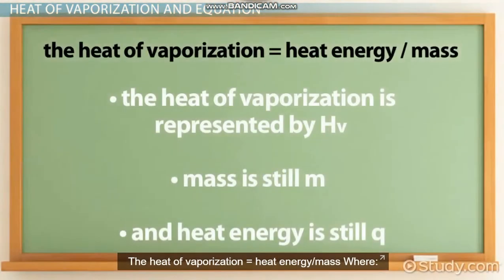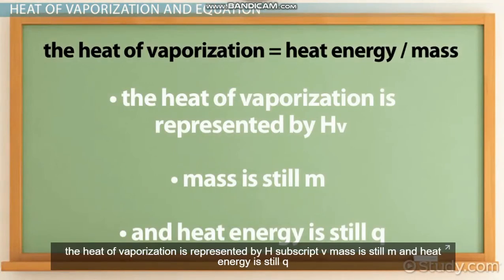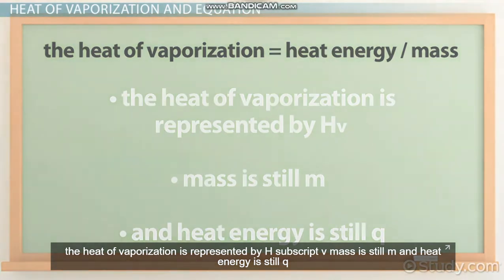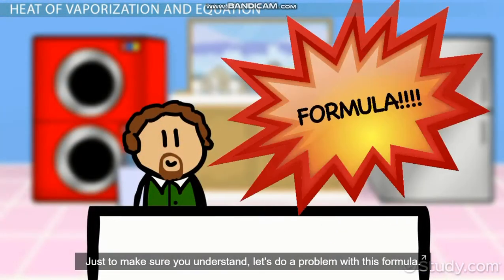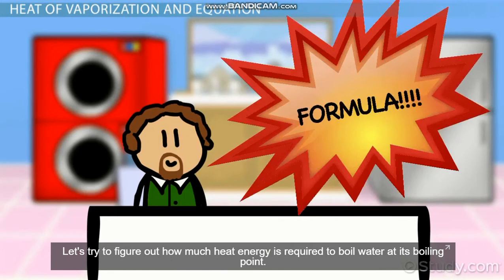The heat of vaporization equals heat energy divided by mass, where the heat of vaporization is represented by H subscript V, mass is still M, and heat energy is still Q. Just to make sure you understand, let's do a problem with this formula. Let's try to figure out how much heat energy is required to boil water at its boiling point.